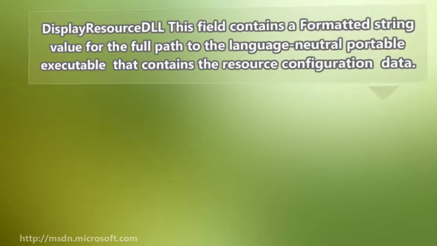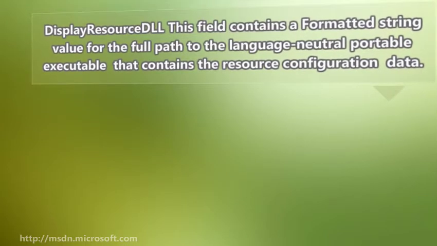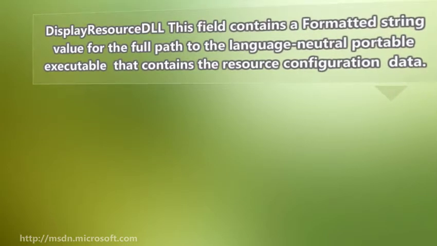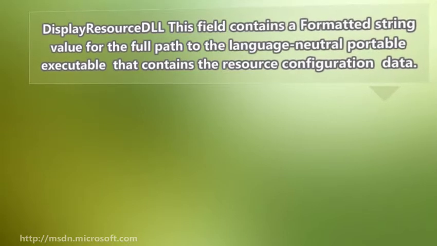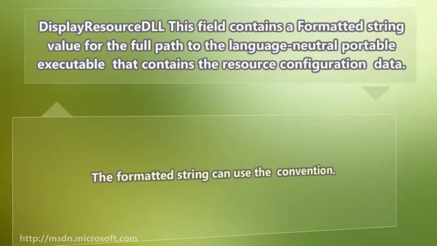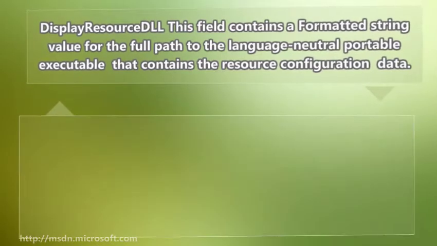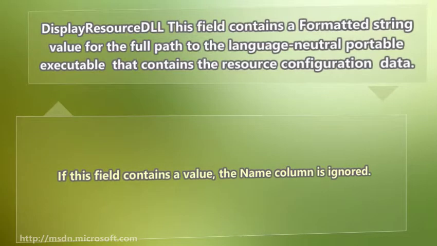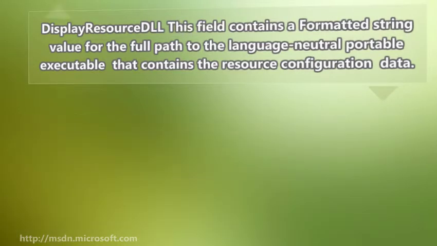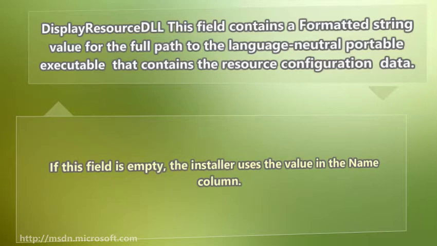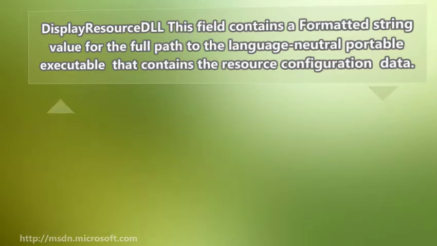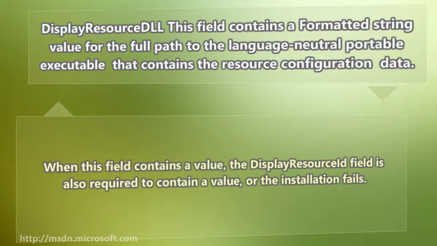DisplayResourceDLL: this field contains a formatted string value for the full path to the language-neutral portable executable that contains the resource configuration data. The formatted string can use the [#filekey] convention. If this field contains a value, the Name column is ignored. If this field is empty, the installer uses the value in the Name column. When this field contains a value, the DisplayResourceId field is also required to contain a value, or the installation fails.